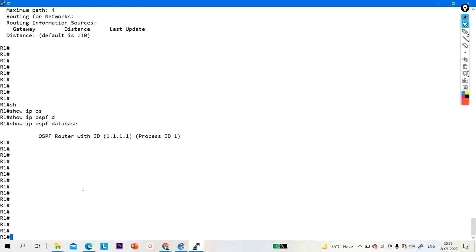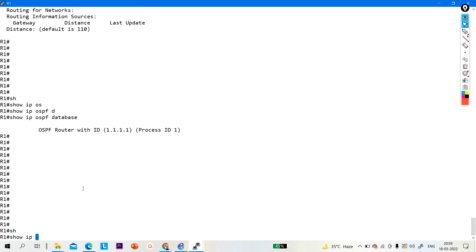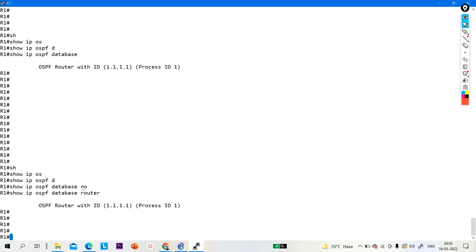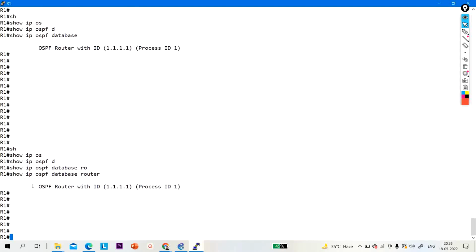Guys, there will be information of links. So show ip ospf database router. Is there any information of links? No. Why? Because I haven't advertised any link in OSPF till now.